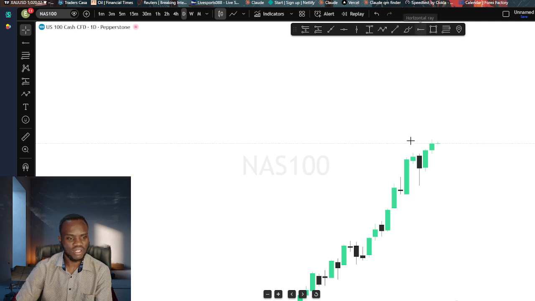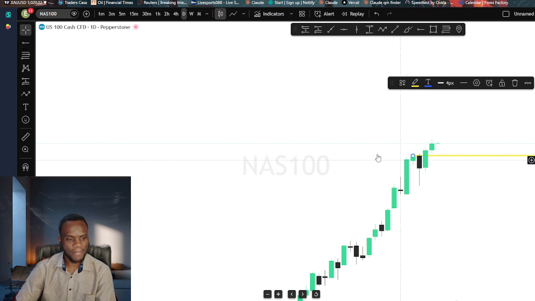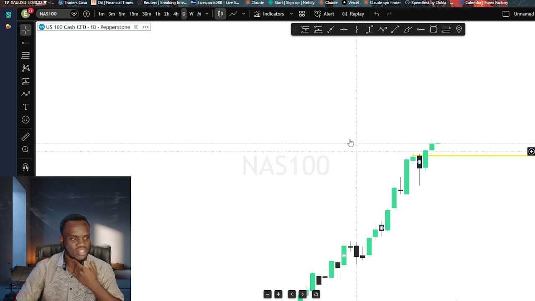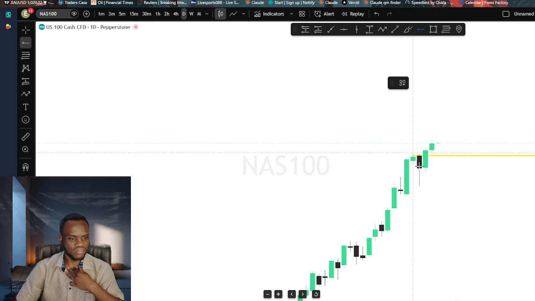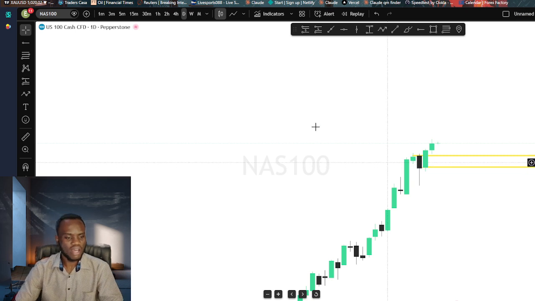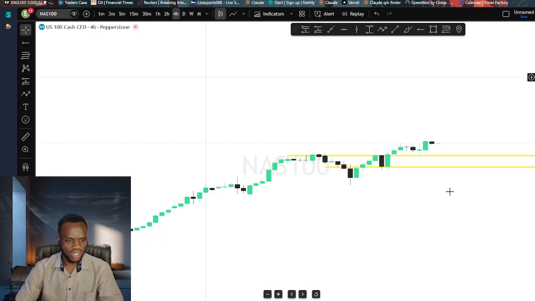You can see we have this level here. It's a resistance zone here. That's a resistance zone, and that's our level, and we have this level around here. So which one is the higher probability level? When you go on H4, we are going to go H4 and latest H1.